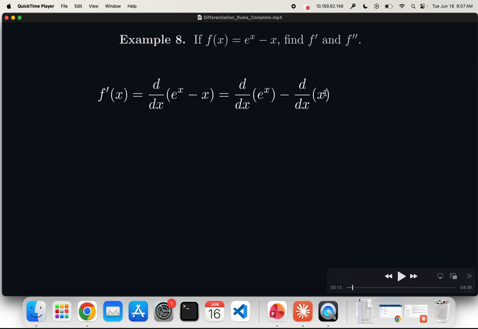But this is the case where you should remember that if you differentiate a linear function, the derivative is just the slope, which is the number in front of the x. So in this case, it's just 1. So it's e to the x minus 1. Again, whether you use the power rule or just realize that the derivative of the linear function is just the slope of the linear function, the answer is going to be the same. And so in this case, it's just 1.